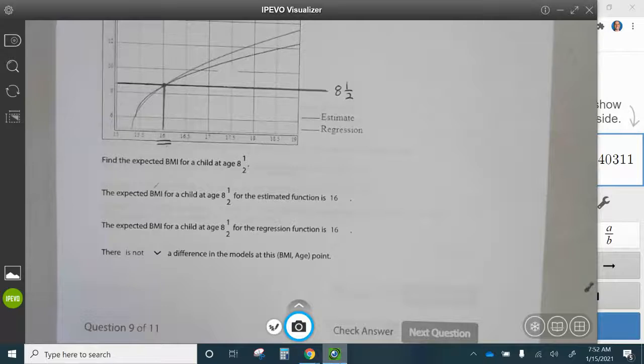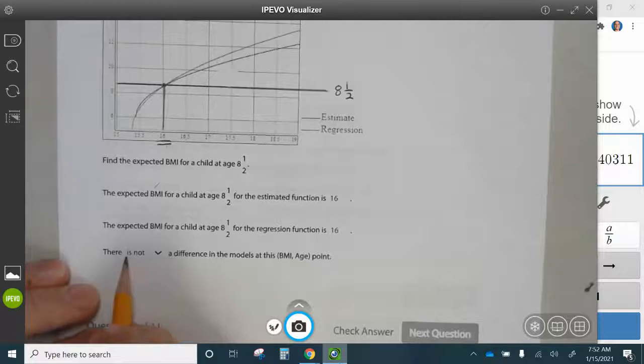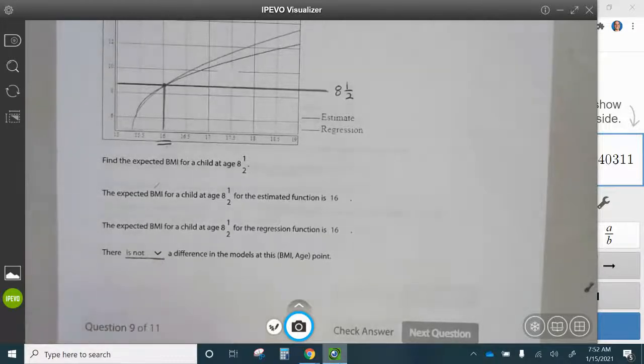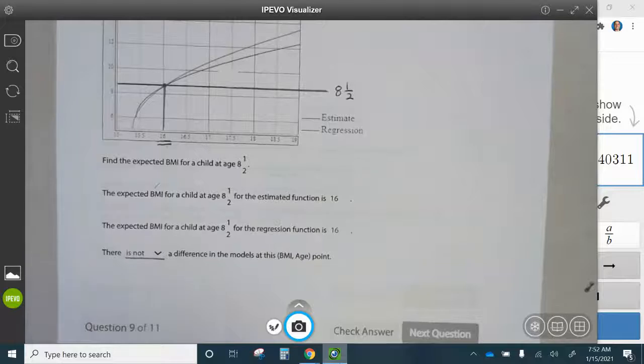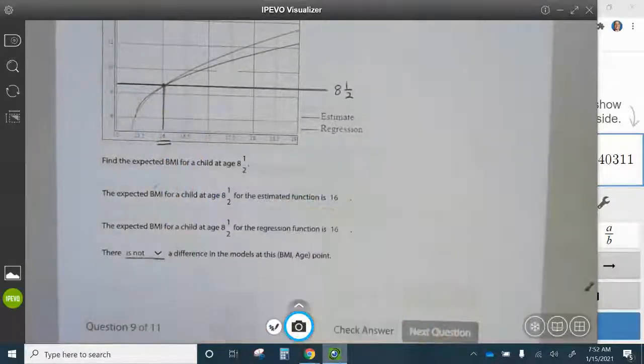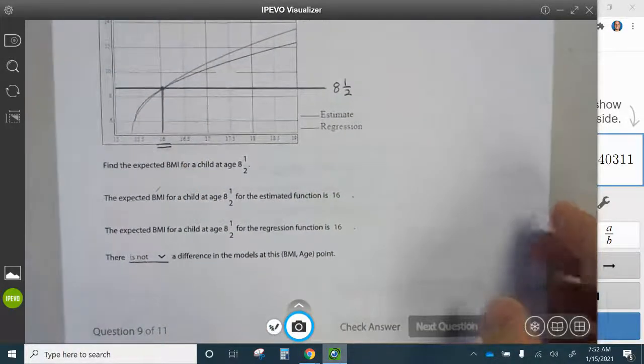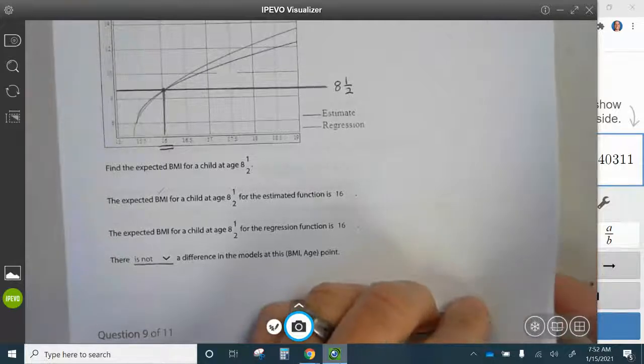So the expected BMI for a child at age 8.5 for the estimated function is 16. The expected BMI for a child at age 8.5 for the regression function is 16. There is not a difference in the models at the BMI because they both intersect at the same point. Okay. Let's take a look at the next question.